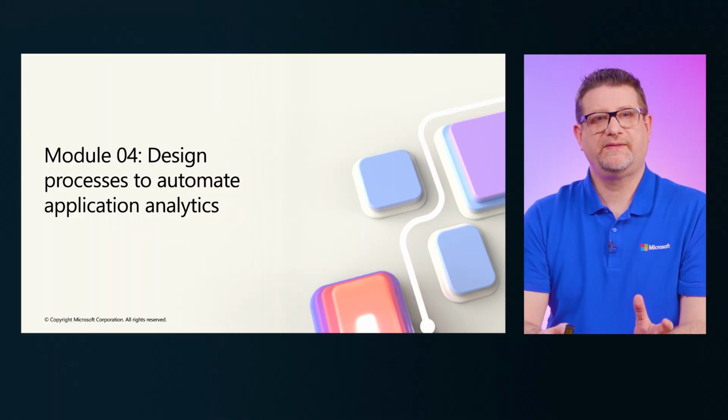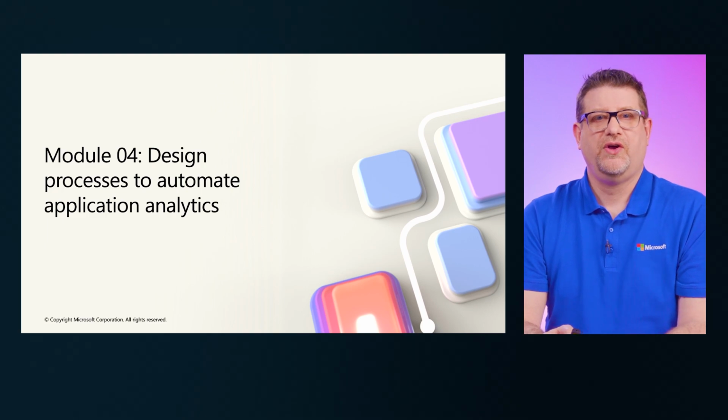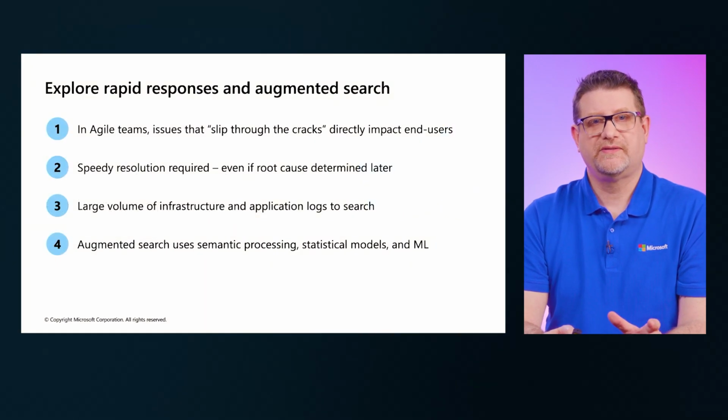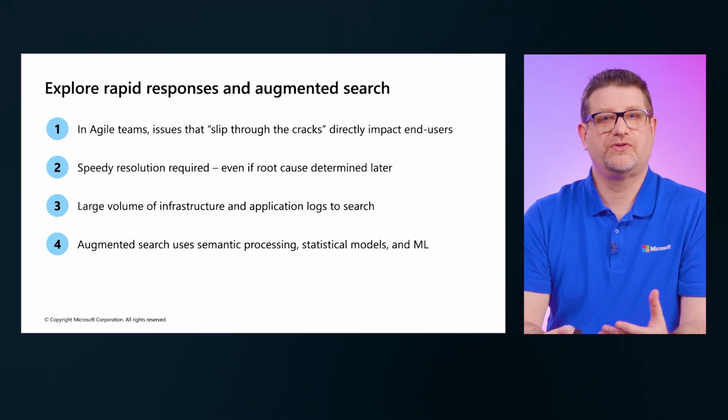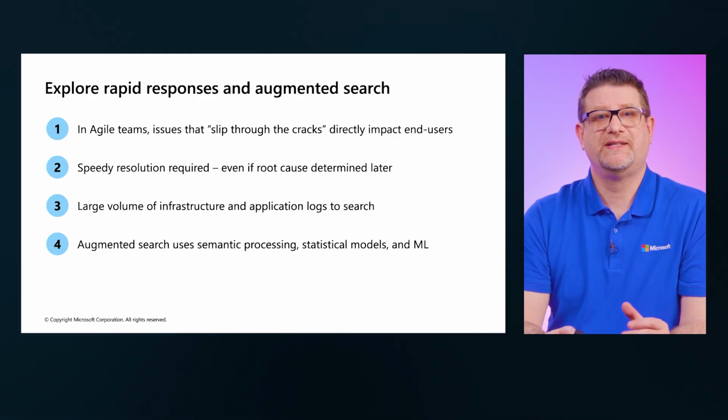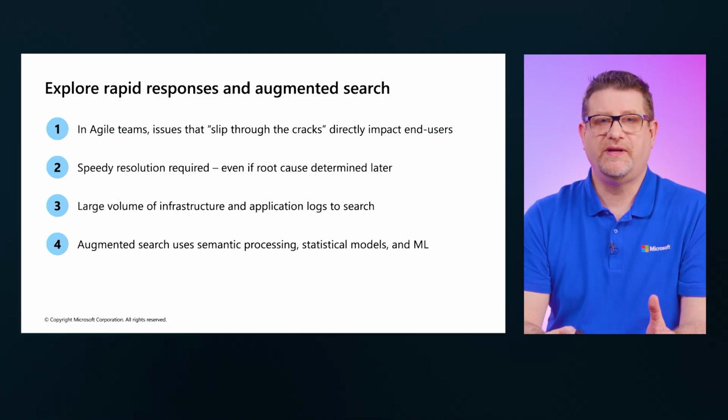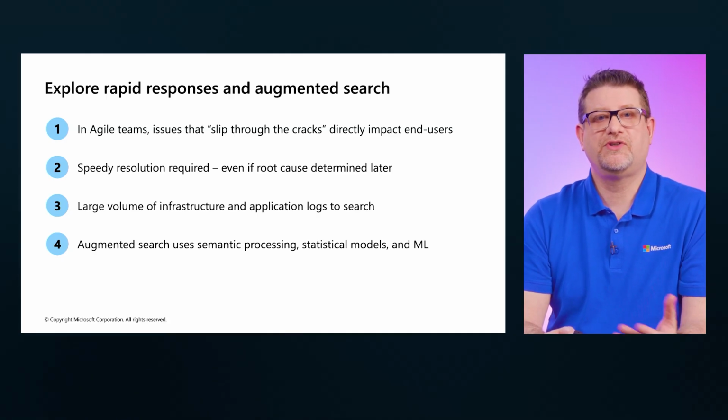How do we automate analytics? Let's find out. When issues slip through the cracks, they can quickly impact end users, so it's crucial to resolve them swiftly, even if the root cause is determined later. Modern teams face a large volume of infrastructure and application bugs to sift through, which can make finding the right information challenging. Augmented search addresses this by leveraging semantic processing, statistical models, and machine learning to help teams quickly locate relevant data and respond to incidents efficiently.